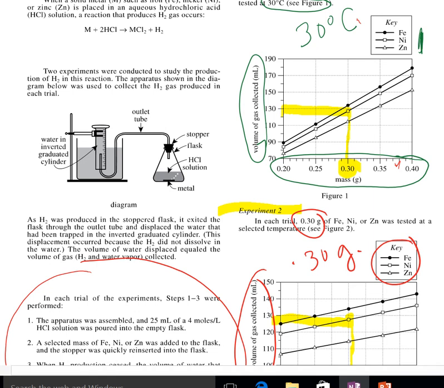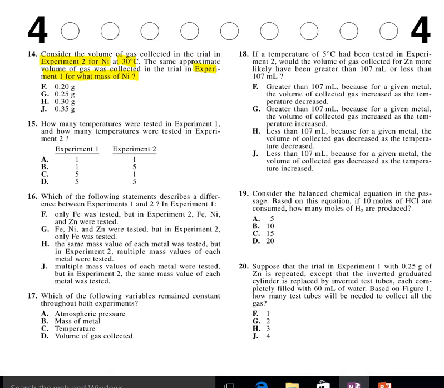So then we're going to look and see what the answer choices are, and we can see that the correct answer is going to be H. It's going to be about 0.3 grams of nickel, or the gas basically that is collected.